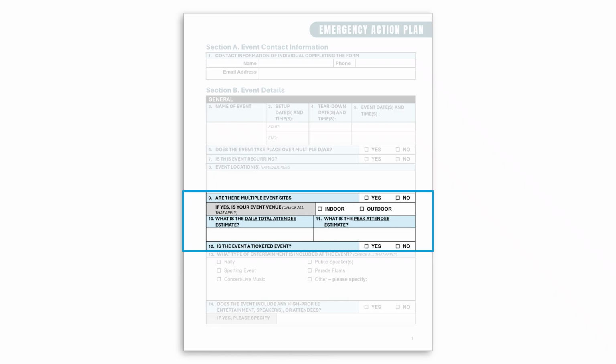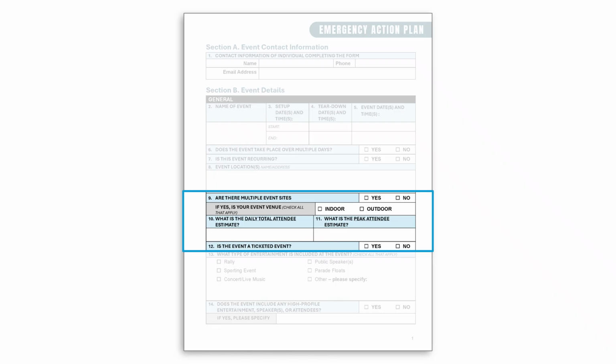Question 11. What is the peak attendance estimate? Peak attendance refers to the maximum number of visitors you expect to be present at the event at any one time. This number is important for planning crowd control, safety measures, and staffing during the busiest moments. For example, during a concert, peak attendance might occur when the headlining act takes the stage and the venue is at its fullest. Knowing your peak attendance helps ensure that emergency access, security, and infrastructure can handle the crowd during high traffic periods.